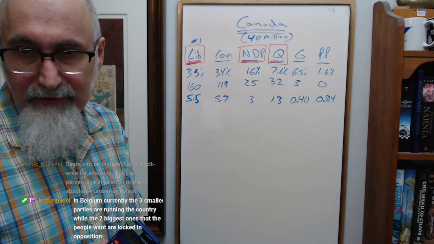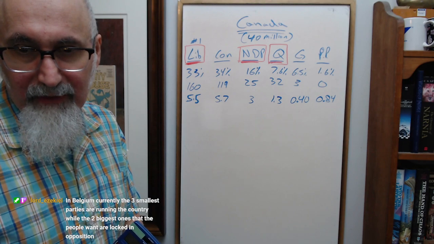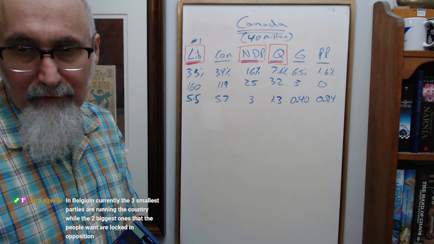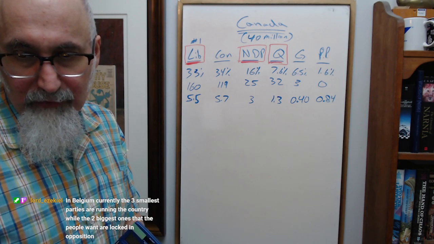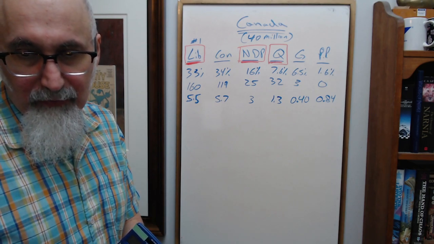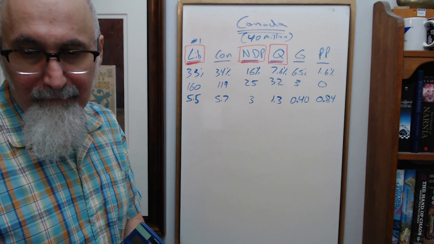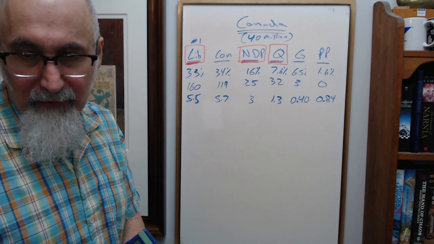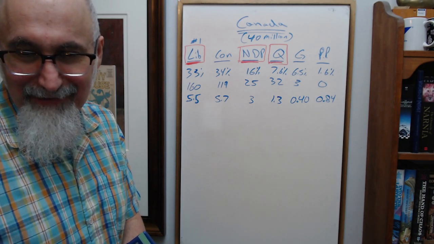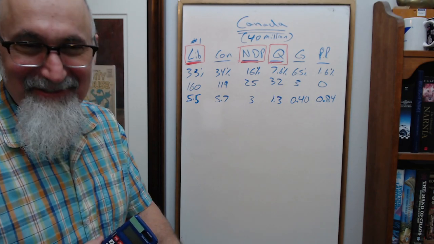Okay, these seats are not given by votes. Yeah. Nafayet, how are you doing? Seats can be distributed district-wise, for example, but the percentage in relation to the absolute numbers of votes. Indeed. Eskil, in Belgium currently, the three smallest parties are running the country, while the two biggest ones that the people want are locked in opposition, right?